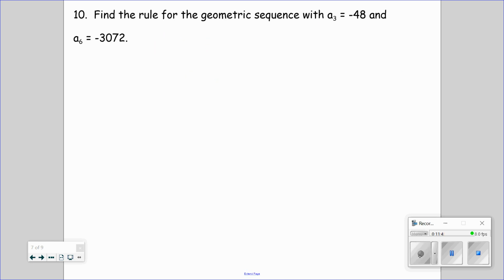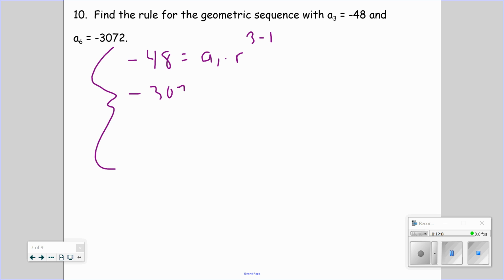Number 10, same exact deal. We're going to write our system of equations. We don't know A1 and we don't know R. So I'll put my negative 48 in for AN. Don't know A1, don't know R, but I know that N is 3 for the first equation. For my second one, negative 3072 can go in for AN. We've got our A1 and our R. And now that we've written it out, go ahead and solve this the rest of the way with your groups.